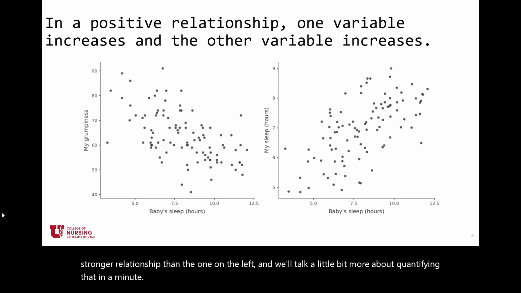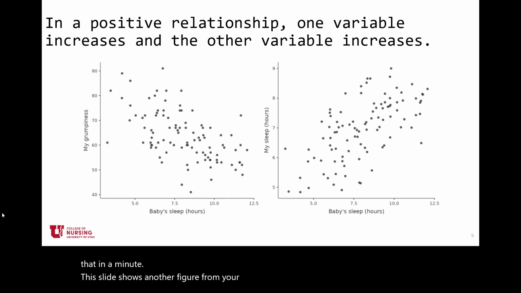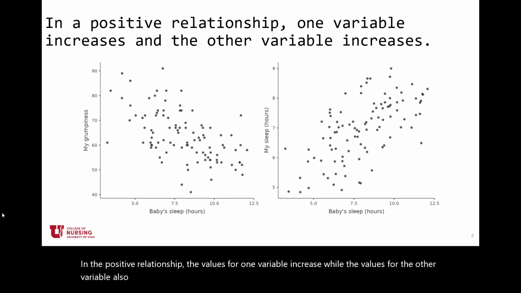This slide shows another figure from your text. The scatter plot on the right shows a positive relationship. In the positive relationship, the values for one variable increase while the values for the other variable also increase.